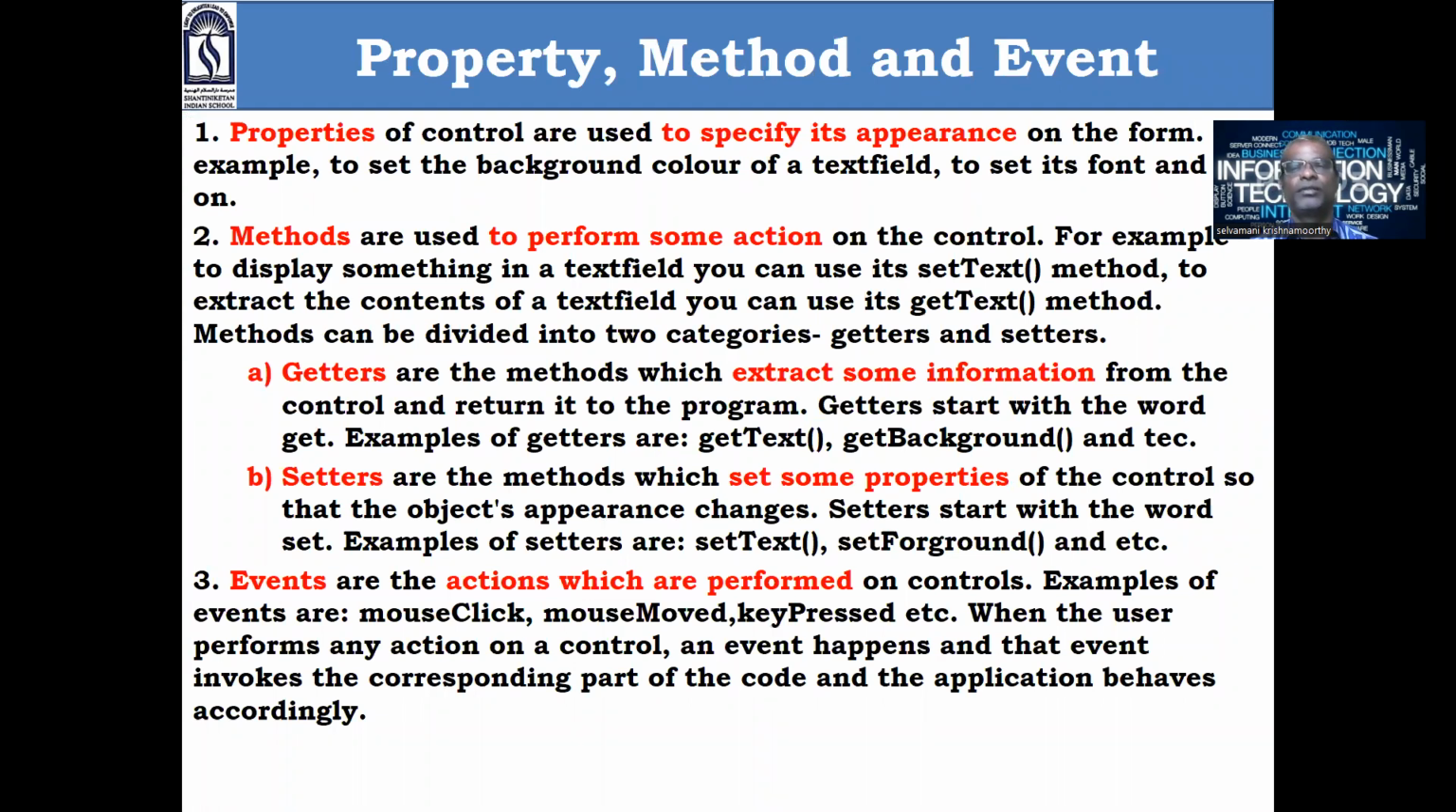So what does property mean? See, properties of a control, whether it is a child control or a parent control, are used to specify its appearance on the form, how the control should look on the form. For example, setting the background color of a text field, its font name, font size, and so on. That means properties are used to specify its appearance on the form, that you must understand.